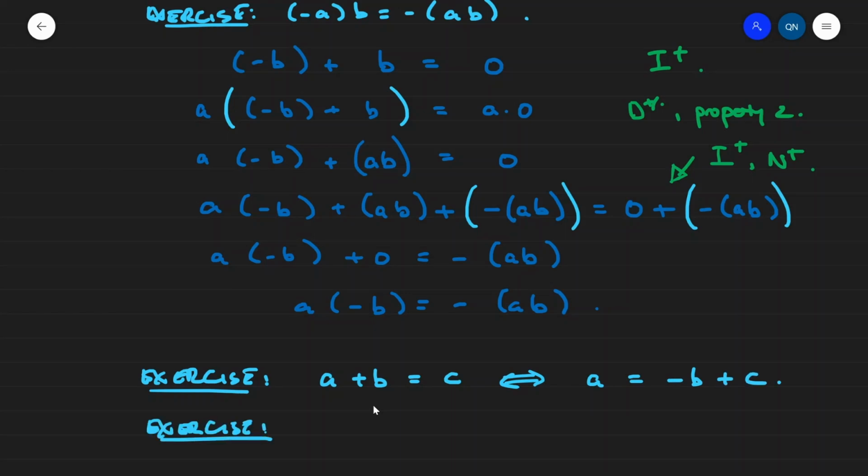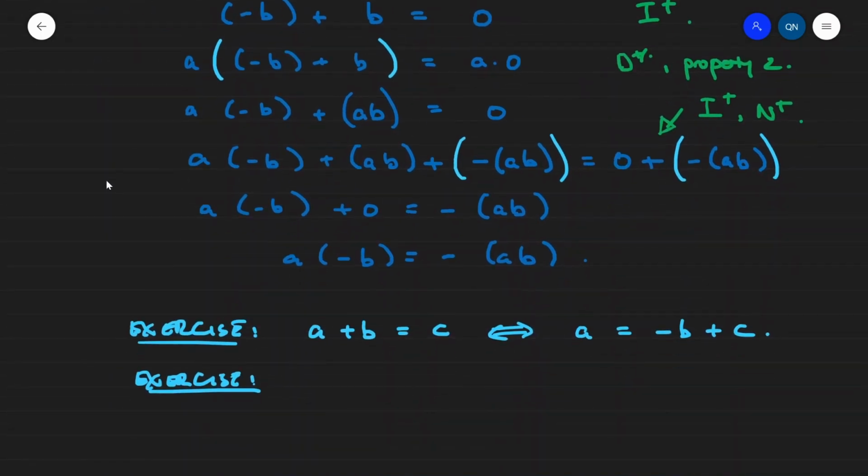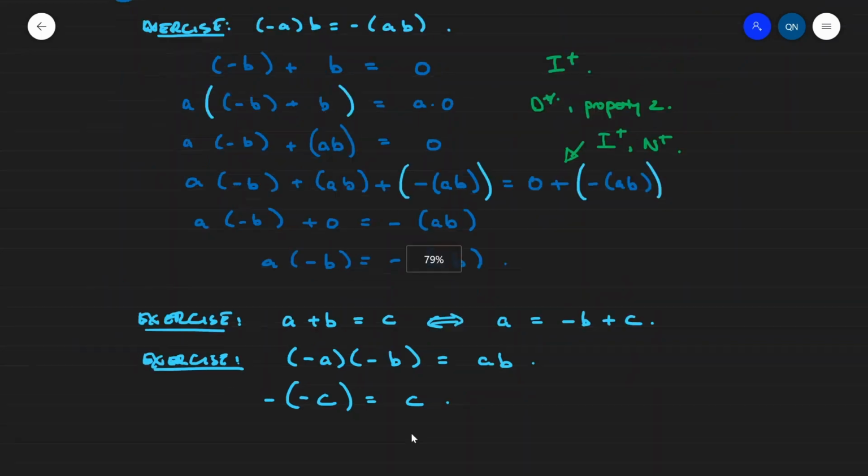And another exercise as well, which is pretty much just a corollary of this fourth property here, is to show that if you have negative a times negative b, that's just going to be equal to a times b. And the key with this one is to show that if you have the negative of the negative of an element, that's just equal to the element itself. It's a nice exercise to do, it's not too tricky.